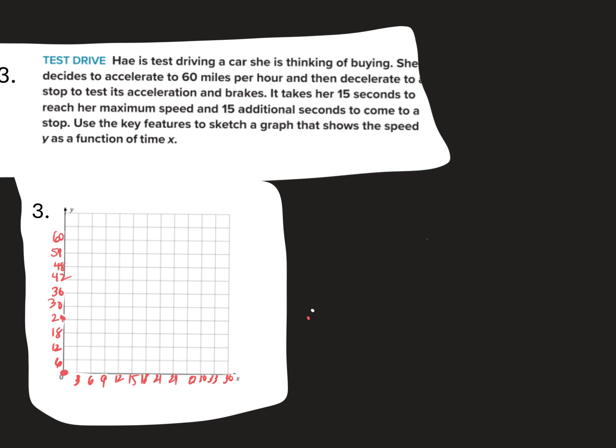she starts to test drive a car, she's not driving any length of time. So time is my x-axis, and she's not going any speed. So my speed is my y-axis.